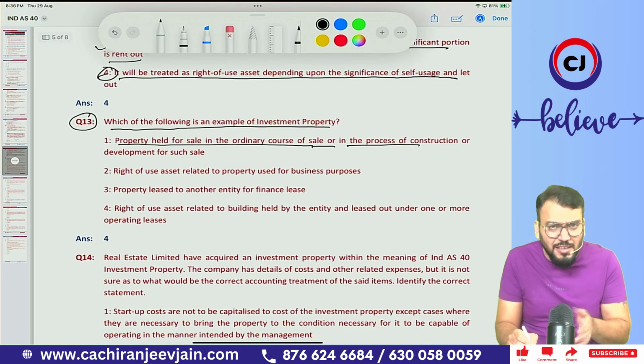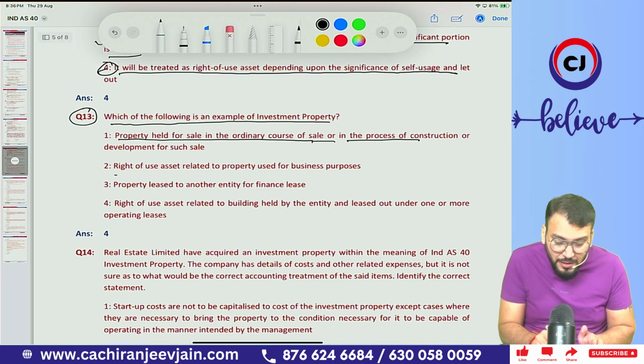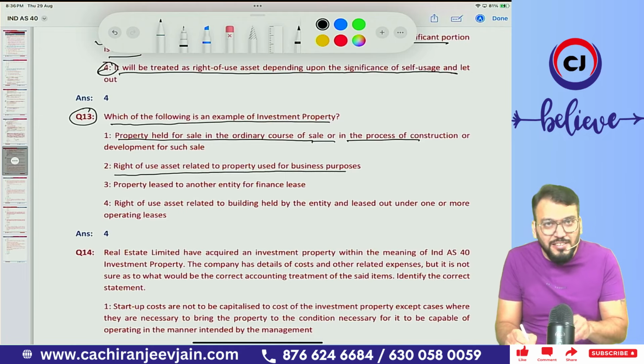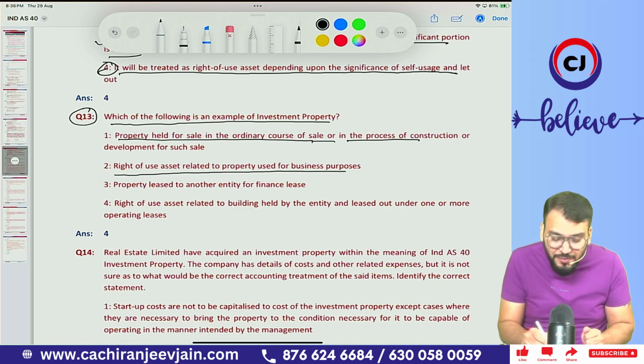So this is an example. This is not an example of investment property. ROU asset related to property used for business purpose. So that is also used for business purpose. That is also not investment property.